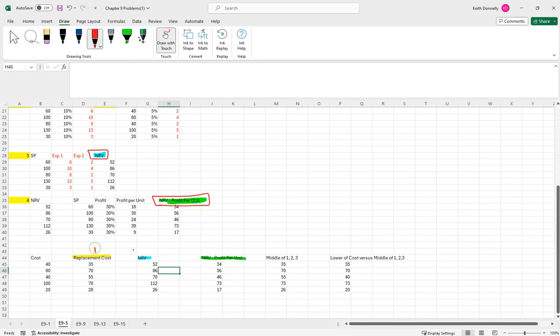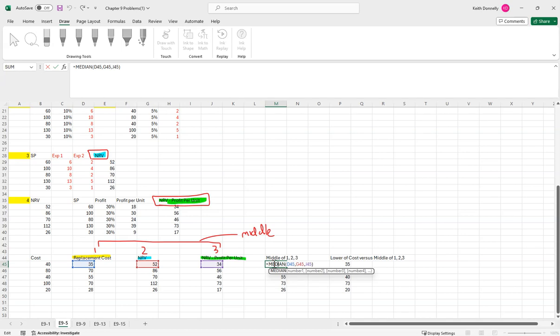Now we have 1, 2, and 3. We gotta pick the middle of those. How can we do that? Well, we can use a formula. If you look up here, median, middle. What I'm doing is, equal, median, tab, the middle value of 35, 52, and 34. Bam, 35. 34, 35, 52, if we were to rank them, that's the middle value. Carry that formula down. There we go.